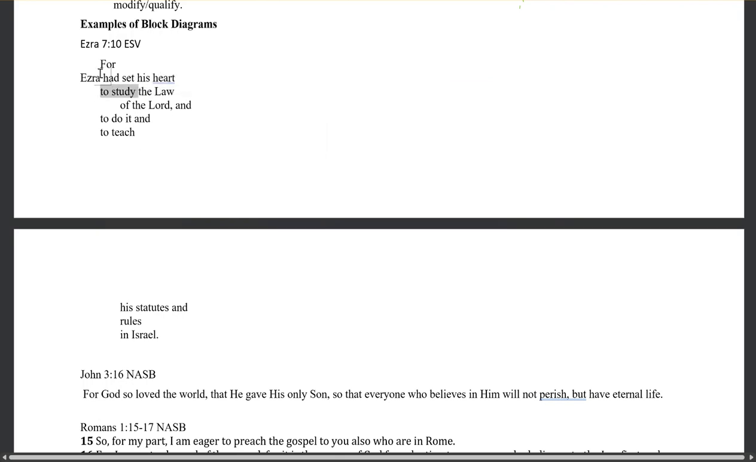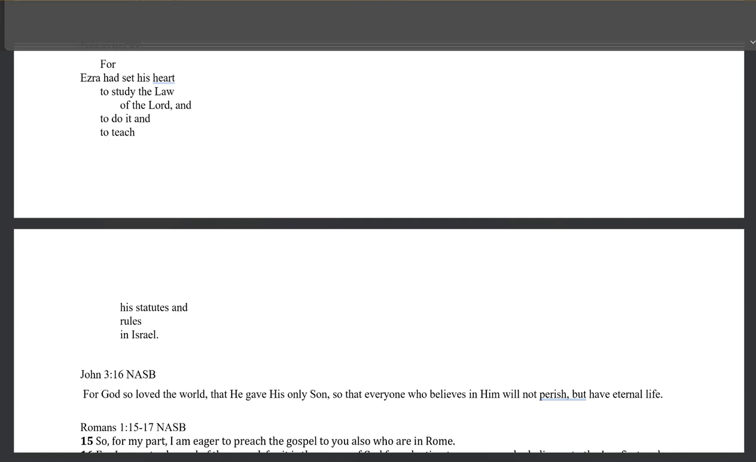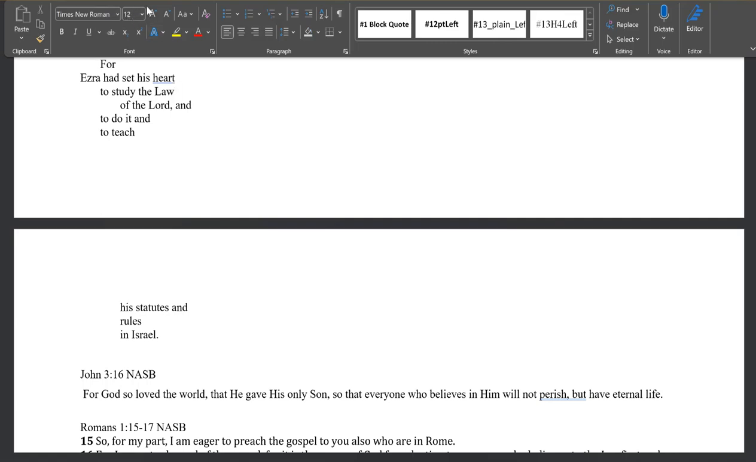Okay, Ezra had set his heart to do what? The purpose. This is a purpose. Ezra set his heart to study the law of the Lord, to do it, and to teach it. So the purpose is in the form of a series: 1, 2, and 3. Okay, and that's good.